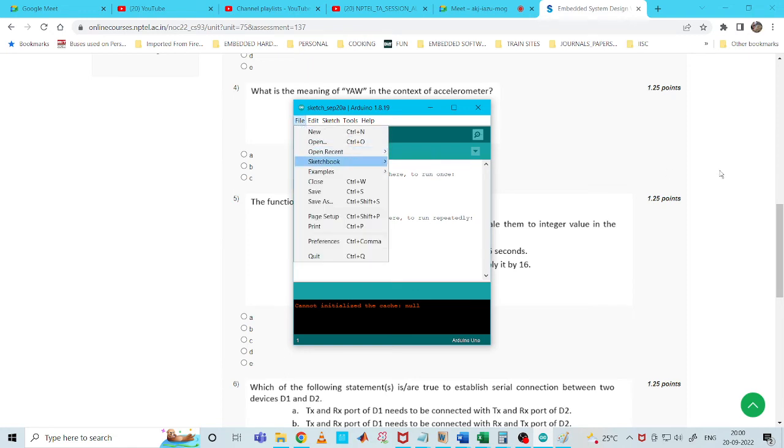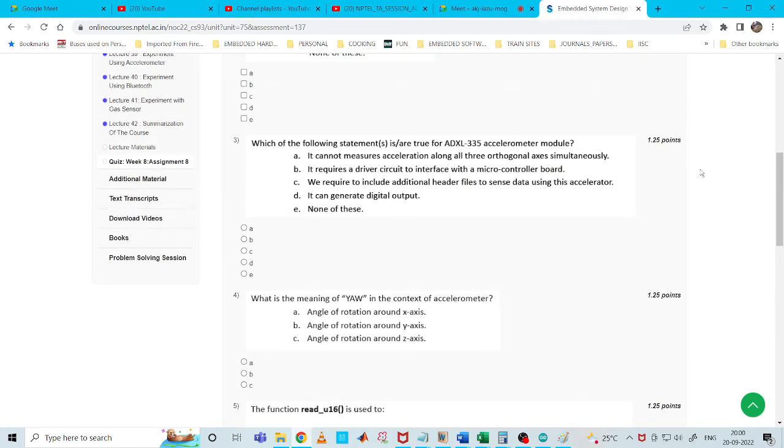Sir, question number 3. Whether we really require any header file for interfacing the accelerometer, sir? Question 3, where is it? Oh, you are asking me the answer. No, sir. They have shown an experiment, but I have not seen any header file other than mbed.h, sir. That's why I'm asking. No special header files, sir.